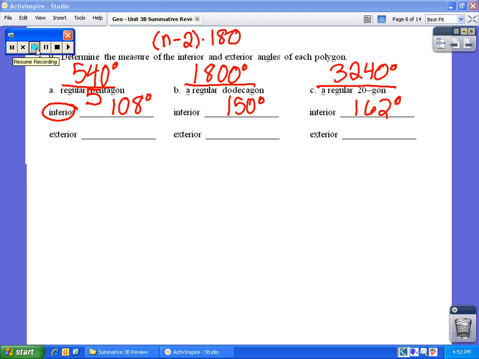Since there are 12 angles in a regular dodecagon, I divided the sum, 1800, by 12 and got 150. I did the same thing for a regular 20-gon. 3240 divided by 20 angles equals 162.